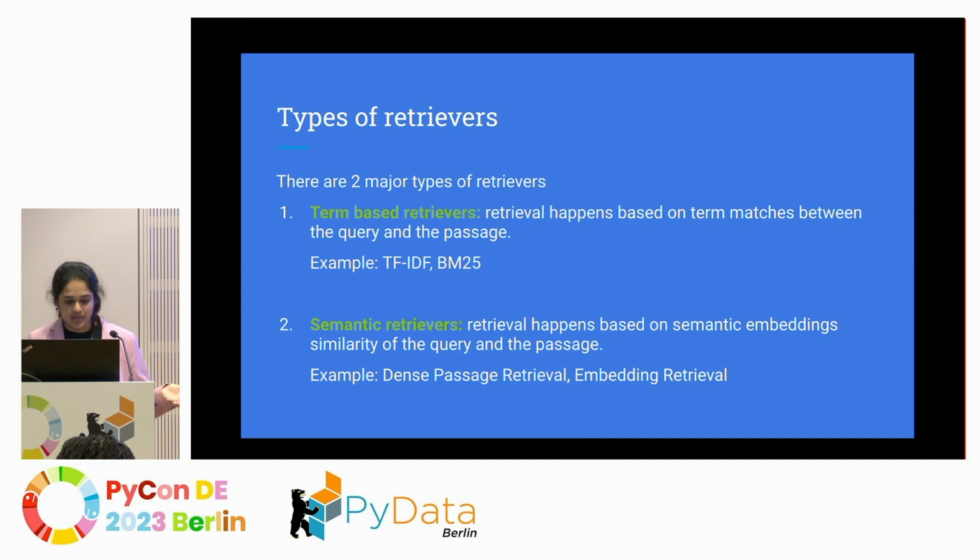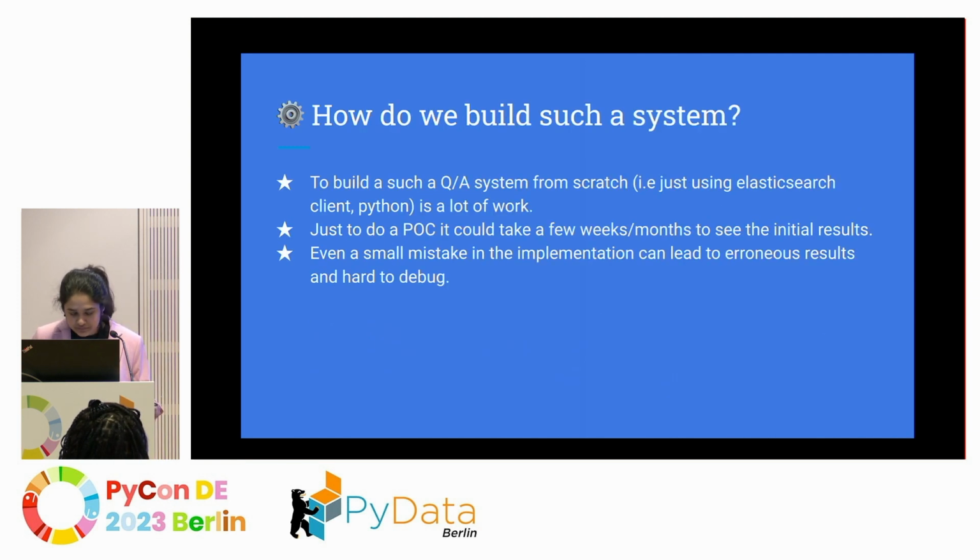Whereas in the case of semantic retriever, the retrieval happens based on the semantic embeddings of the query and the passage. So even suppose there is no term that matches between the query and the passage, if they semantically have a similar meaning, then the passages would still be picked up by the retriever. Some examples of the term-based retriever are TF-IDF and BM25, and some examples of the semantic retriever are DPR, which is the dense passage retrieval, and the embedding retrieval.